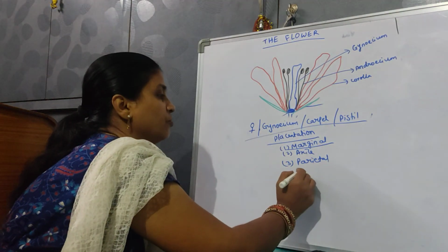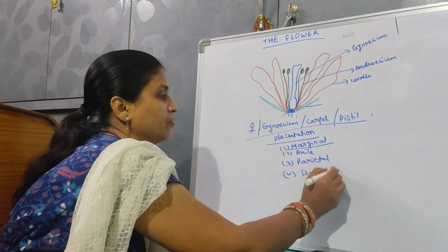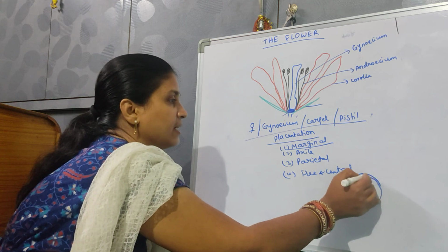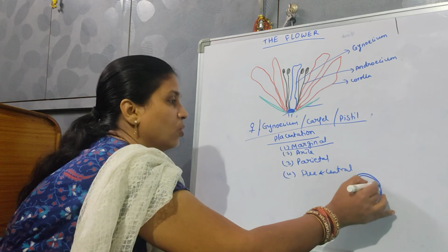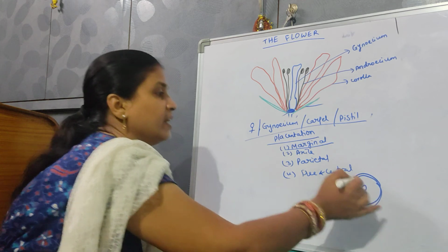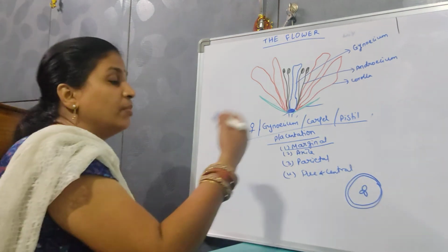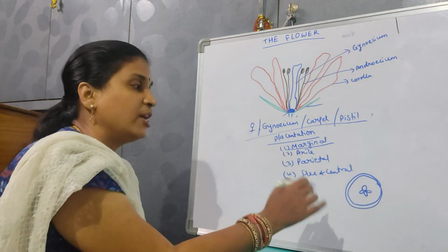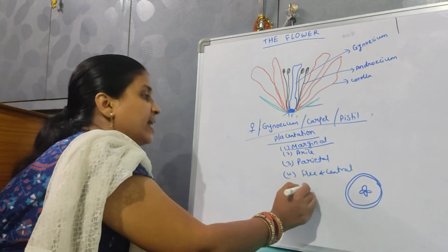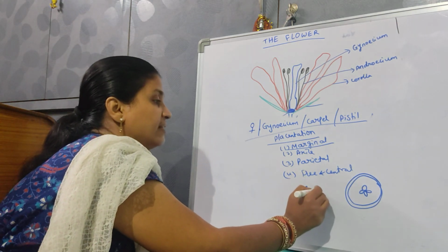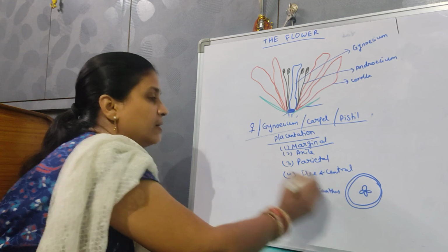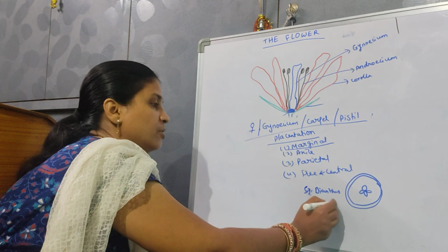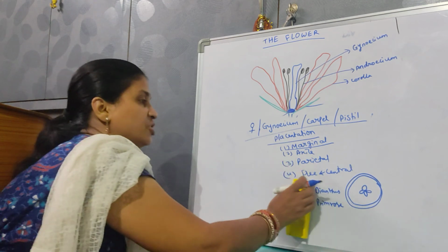Fourth one is free central. Free central means the ovary will be present like this, and onto the central axis the ovules will be present. Sometimes it can be unilocular. Sometimes a false septum may be present, making the unilocular ovary bilocular. It can be seen in Dianthus, free central placentation, and also primrose. In primrose also the free central placentation is present.